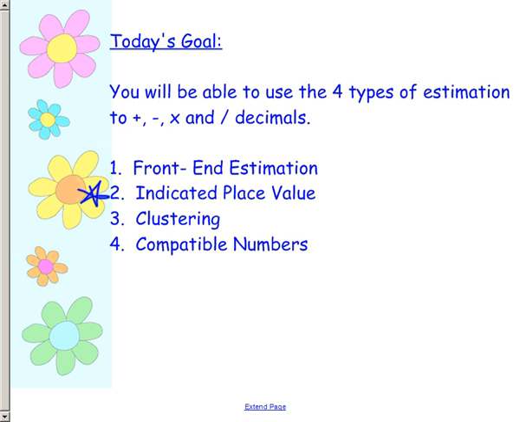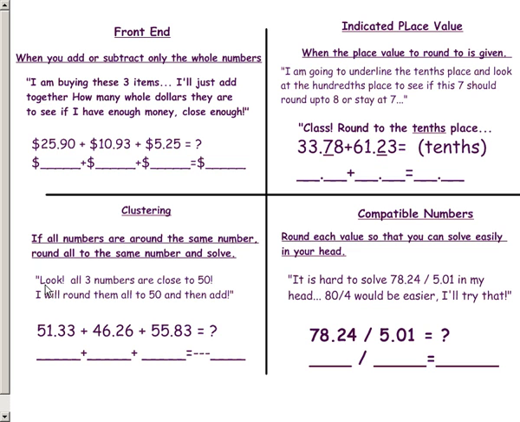So the 4 strategies are front end estimation, indicated place value, like we did in chapter 1, clustering, and compatible numbers. All right, so this is just to give you kind of a brief overview of what all the strategies entail. So front end is this, when you add or subtract only the whole numbers of a decimal. So you just drop the decimal part off completely.